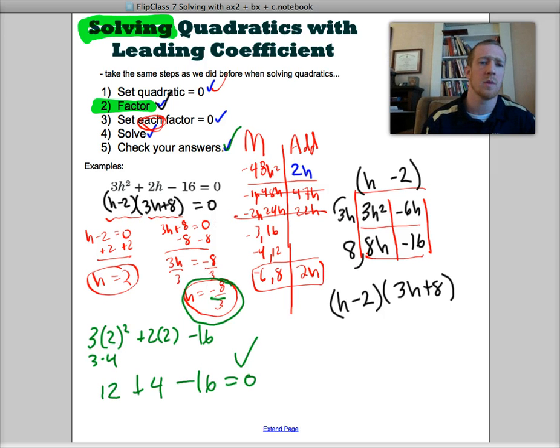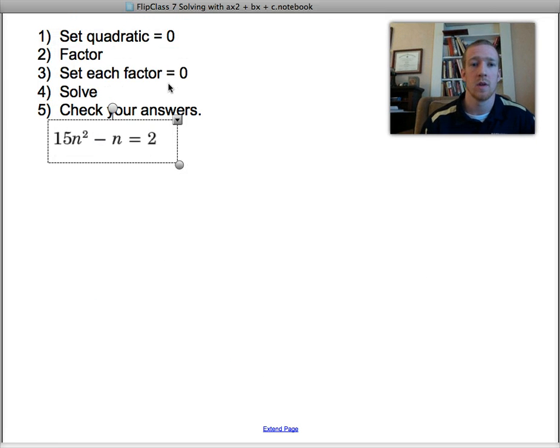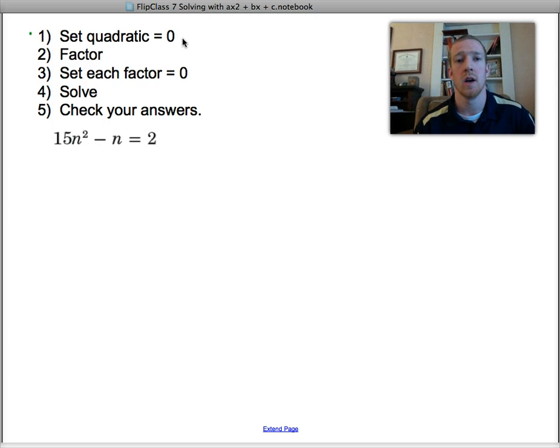So let's do one more. I'm going to do this one a little faster than I just did the one now. So we need to set our quadratic. A quadratic is anything with a squared term in it, equal to 0. So that's not done yet.